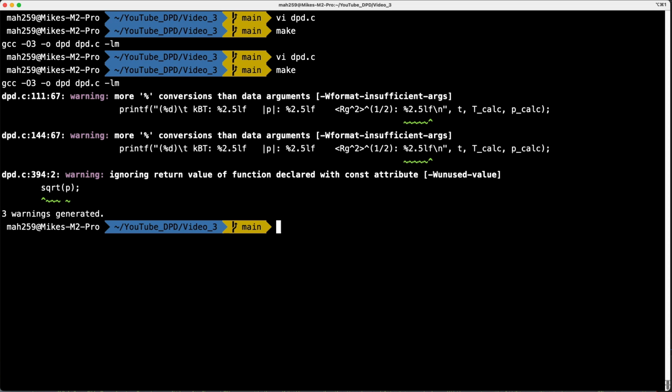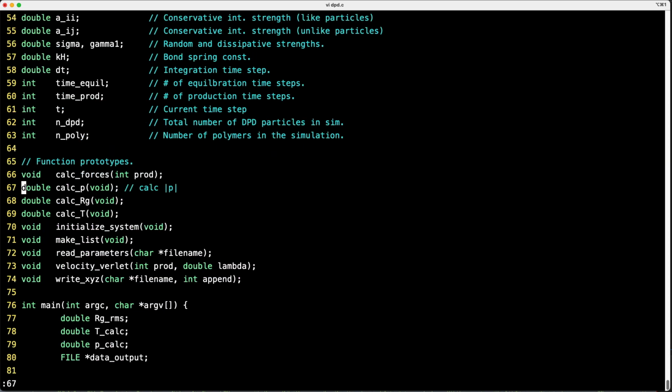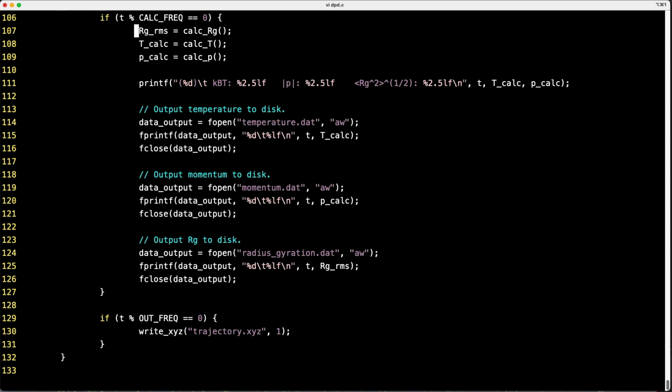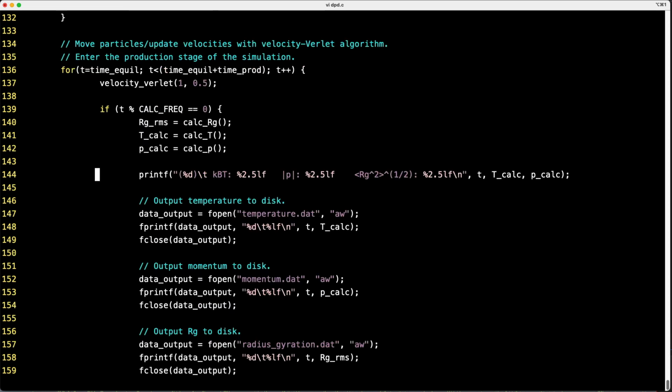Does not compile. What did I do wrong? I am short a value. Okay, well, that's easy to fix. Let's go to line 67. We forgot what? We forgot RG. That means we also forgot it down here.